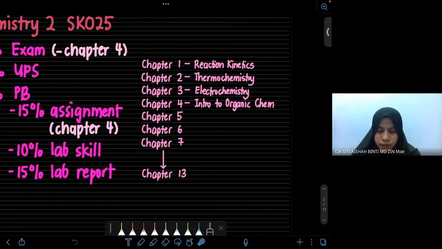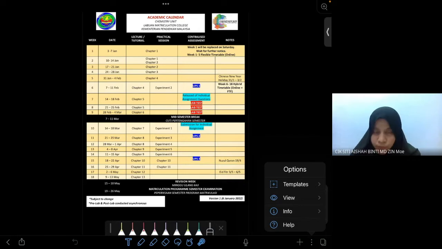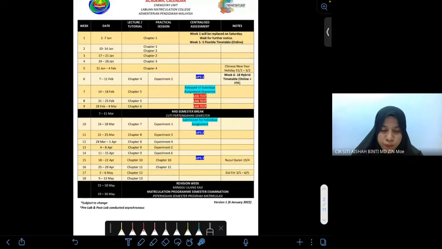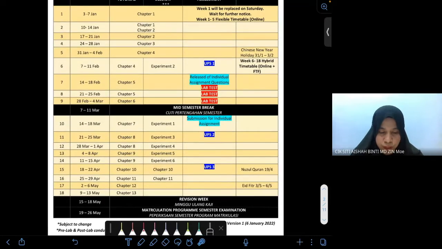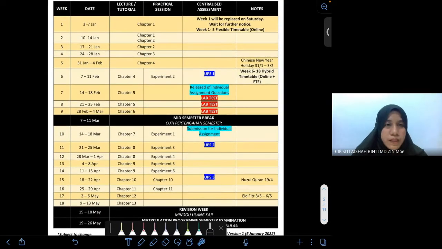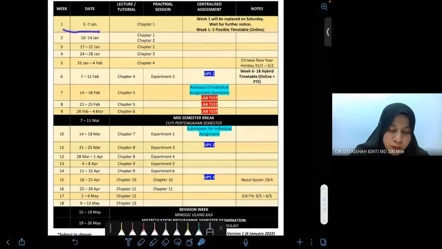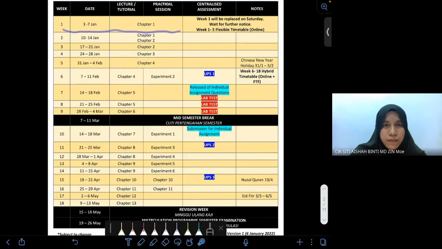Next is the academic calendar. I haven't uploaded this in your Google Classroom yet, but Miss will upload it later. From here we see we start our week 1 from, remember that last minute we found out our classes would start a week late. But actually that week we will replace. Week 1 will be replaced on Saturday. So wait for further notice.